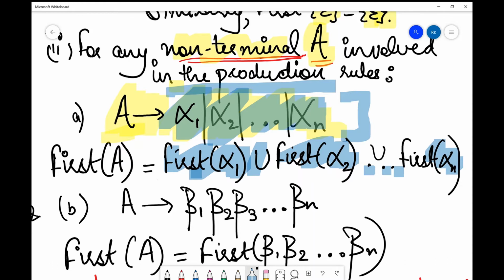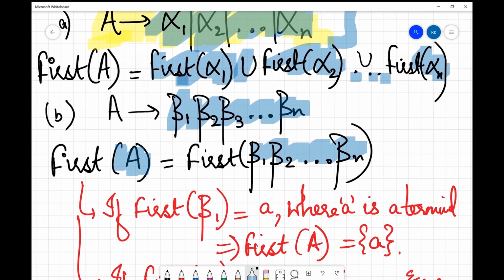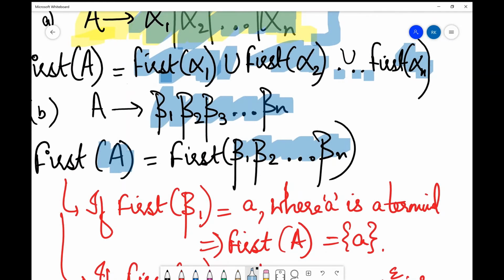Now what if these symbols were attached using the AND operator, or just multiplied together? Basically the AND operator, or the concatenation, you can say. Over here, that is the case I've taken: A goes to beta 1 beta 2, and so on till beta n. Similarly, beta n can be a terminal or a non-terminal. So when I say First of A, it basically means First of beta 1 beta 2 and so on till beta n. And now there are some sub cases also, yes.